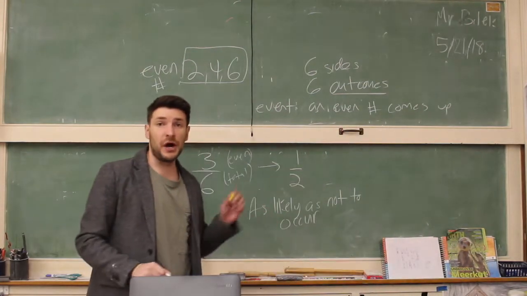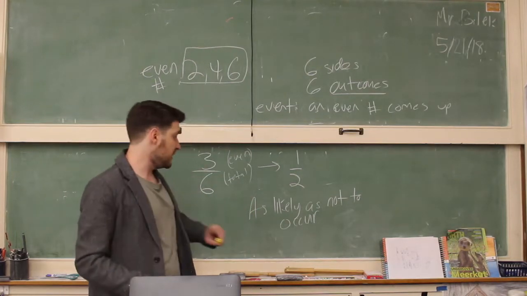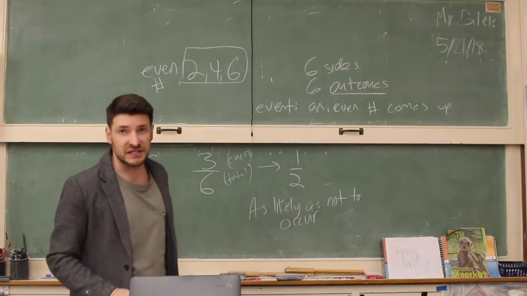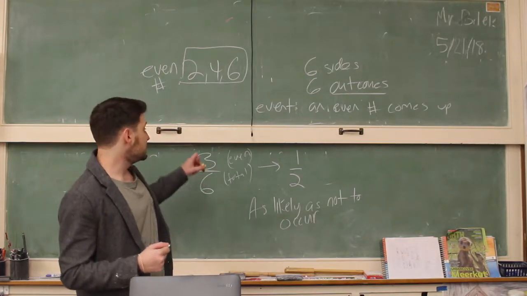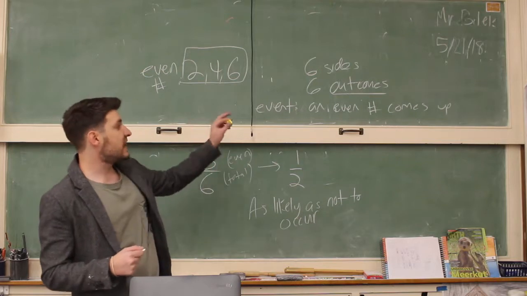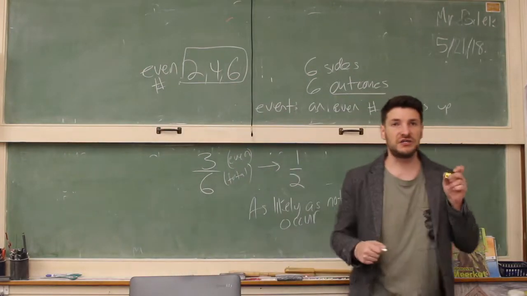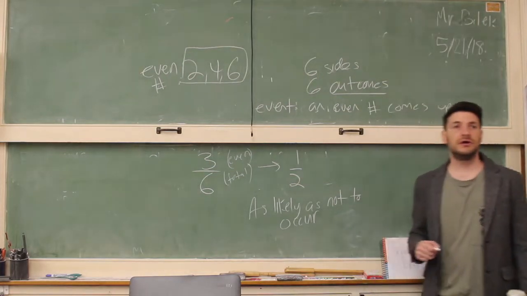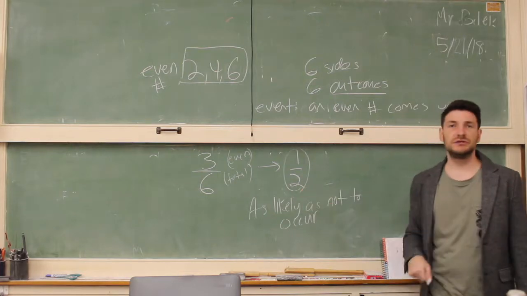And there is a 100% chance you're going to be asked to write full sentences in your homework, so make sure you write down this phrase because you're going to need it. If it's 1/2, the chance of getting an even number if you roll a die one time is as likely as not to occur. It is a 50%, 1/2 chance probability.